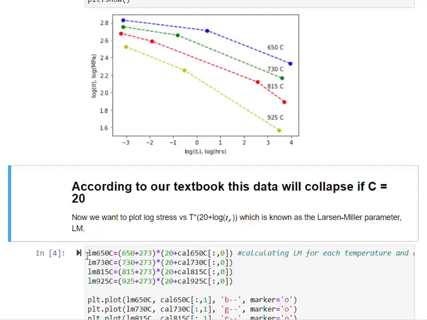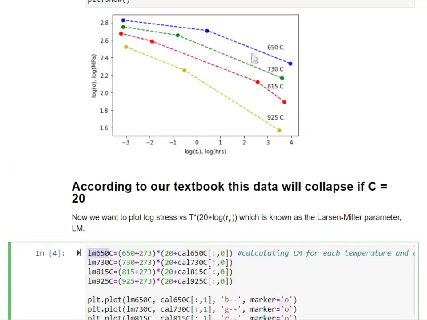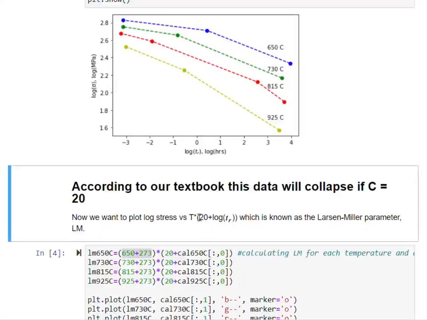and so let's look down here. I've got the 650 degrees C data, which was called Cal 650C. Okay. I'm going to take the rupture time, so that would be my X position from that data. So this is my rupture time. I'm going to add 20 to it, and then I'm going to multiply it by the temperature, which is 650 plus 273. Okay. Again, I'm following this Larsen-Miller parameter here.